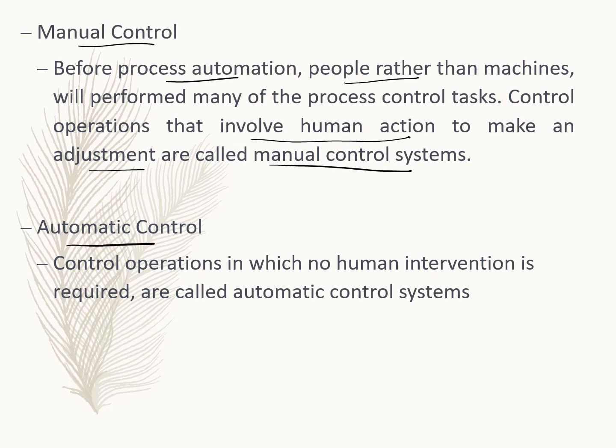For the automatic control system, control operation in which no human intervention is required is called an automatic control system. So basically for the automatic control system, the control action is automated. All is programmed inside the computer and also integrated with the control system itself.